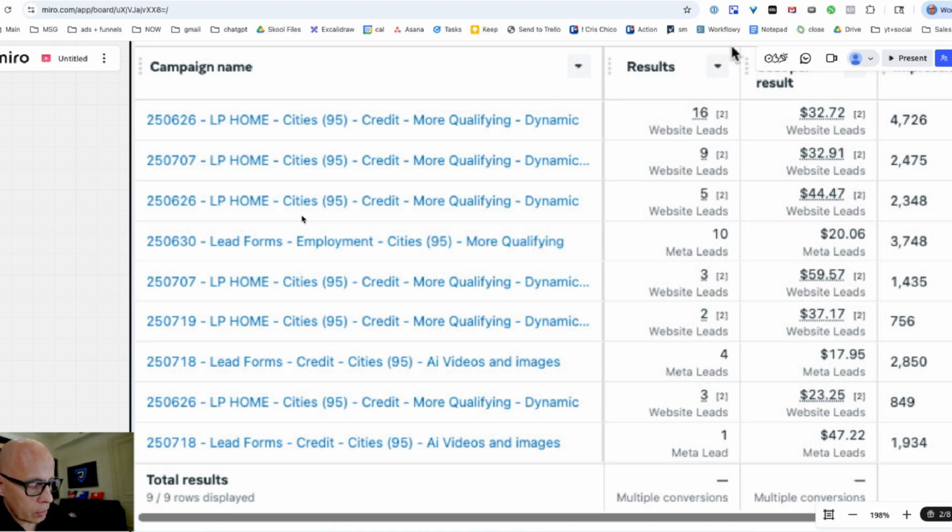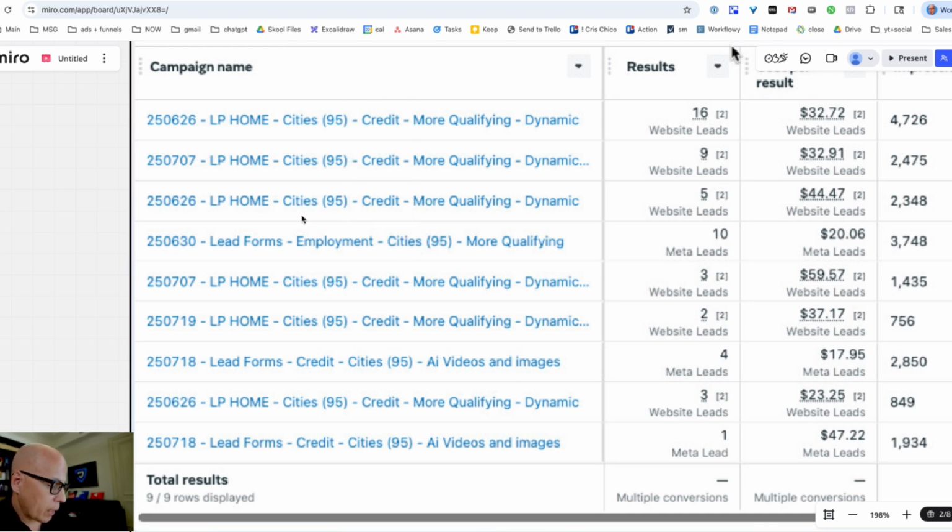Cities. So we're targeting, you notice here it says cities. We're targeting the top 95 cities across 12 states, so that way we can make sure that we're getting good quality leads. You'll also notice that we're targeting the credit category. So we're in the restricted category on Facebook, where we're doing stuff for motivated sellers in the housing category.